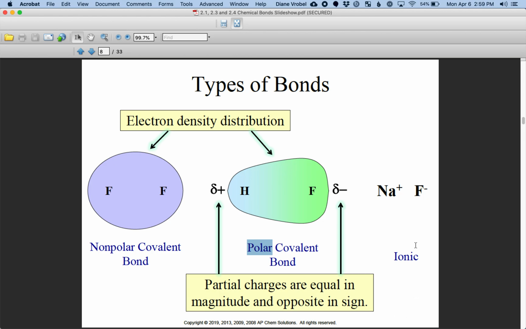Now on the rightmost side here we have an ionic compound. So here sodium, which is a metal, gave up its one valence electron, and as a result fluorine gained that electron and it became an anion.